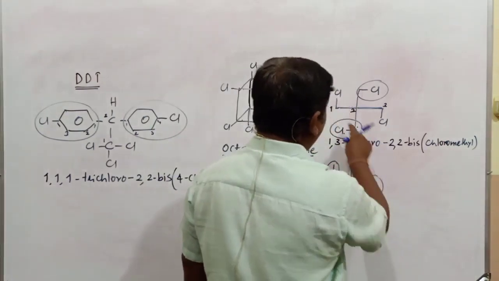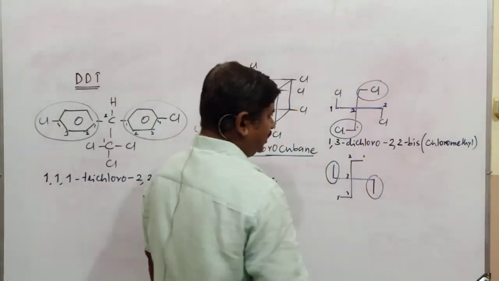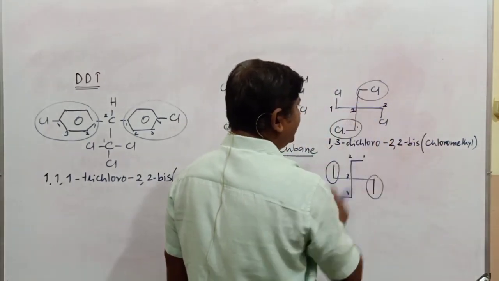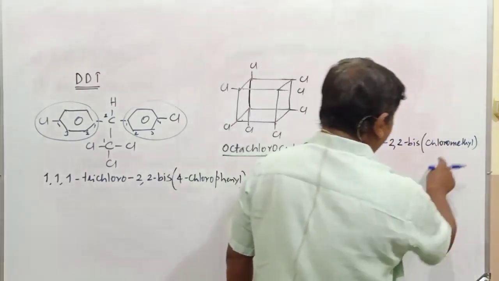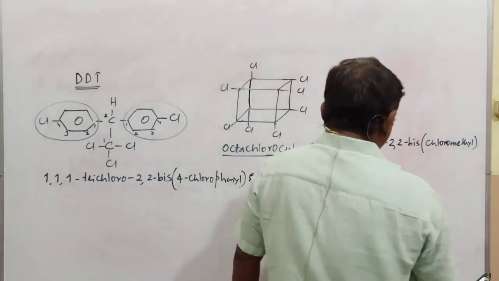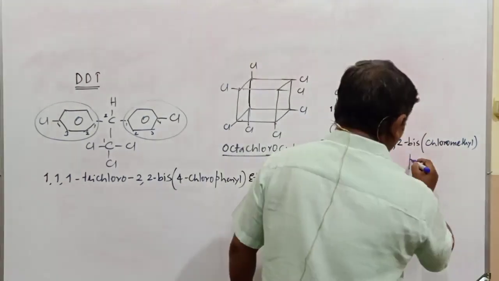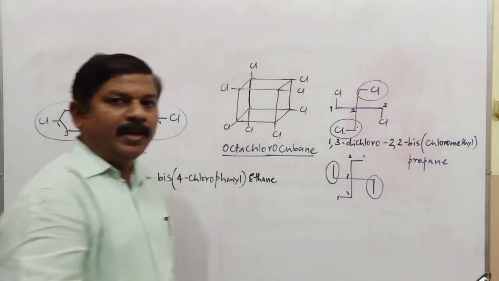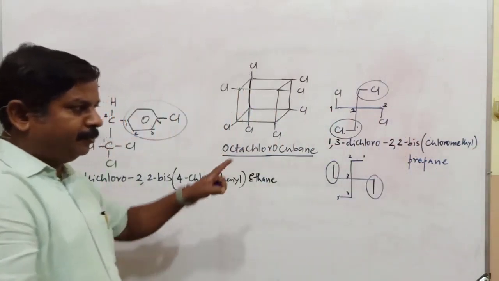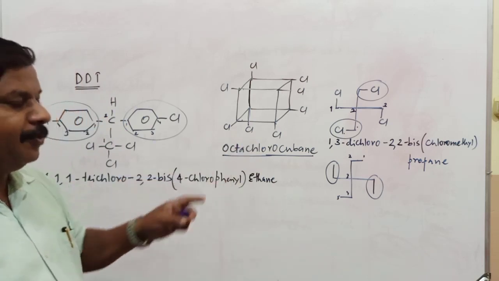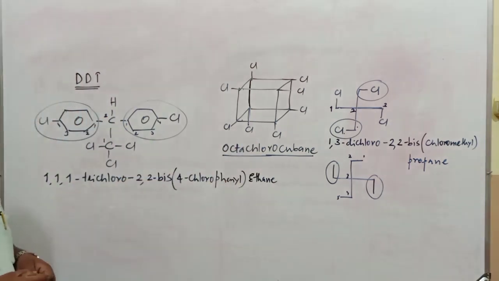So 1,3-dichloro is because of these 2 chlorine atoms, and 2,2-bis is because on the second carbon atom 2 similar groups are present. The name of the corresponding group is chloromethyl, and the longest chain, as we have numbered, consists of 3 carbon atoms, so it is finally propane. So the complete IUPAC name of this compound is 1,3-dichloro-2,2-bis(chloromethyl)propane. So this is about IUPAC nomenclature of some of the compounds.